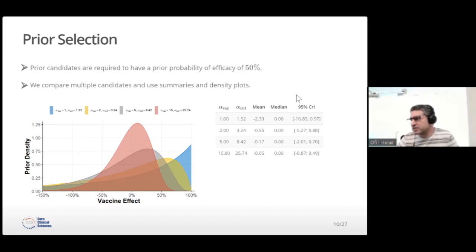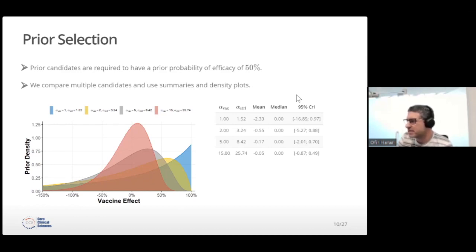Then I need to select a bunch of hyperparameters. I play with the hyperparameter pertaining to each of the vaccine arms, and I match a hyperparameter for the control or placebo arm that will guarantee this prior probability of efficacy of 50%. This gives me a bunch of prior candidates, as you can see in the figure, and I go with the one that feels right for me.